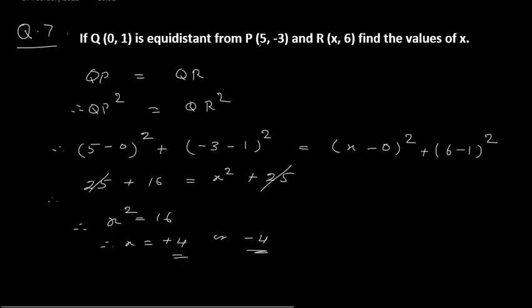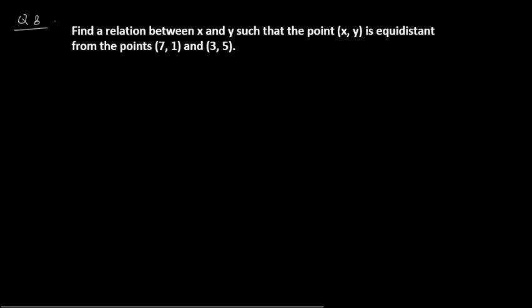So we have to find the value of x. This is the value of x. So whenever a point is equidistant from two other points, that means its distance from the other two points is the same, that is QP is equal to QR. You apply this concept, and then the distance formula, you apply that formula and you will get the answer.